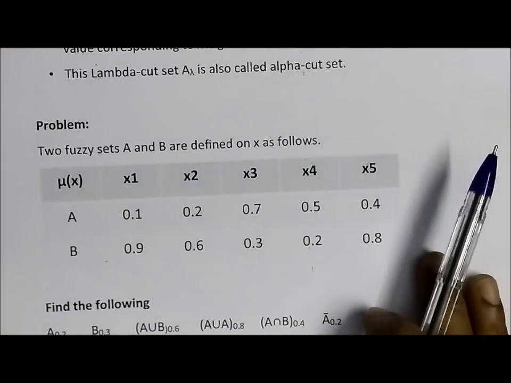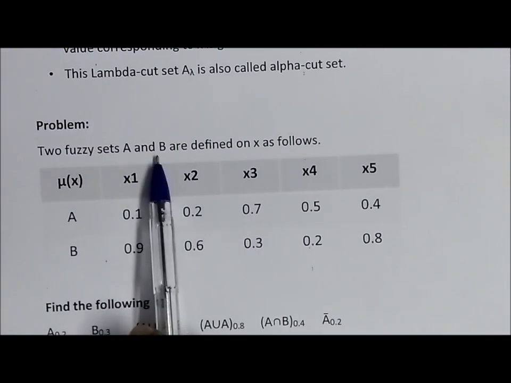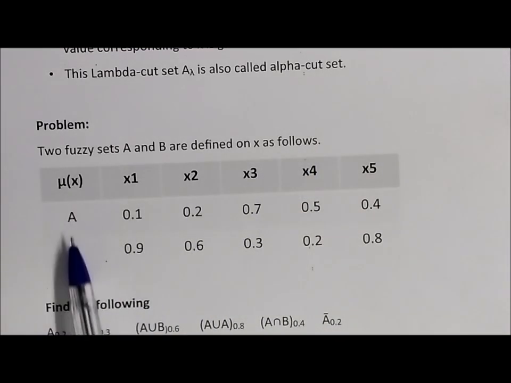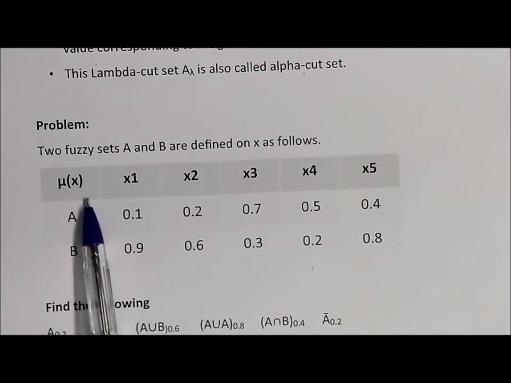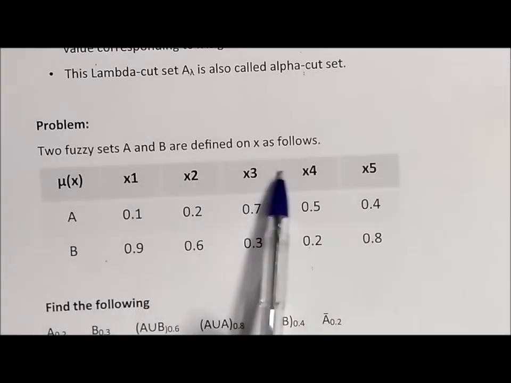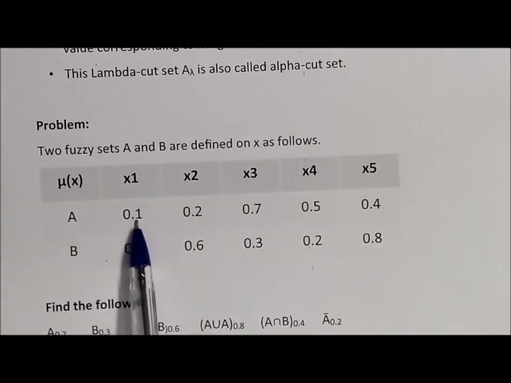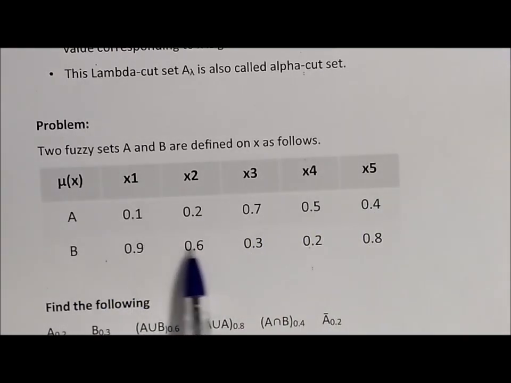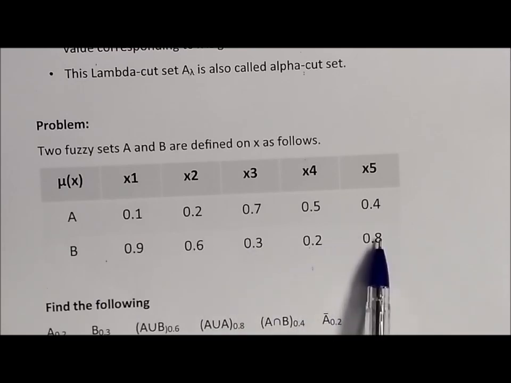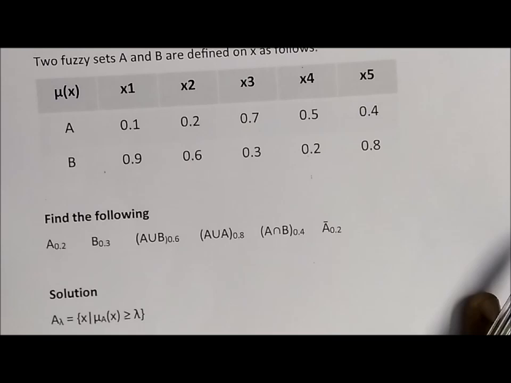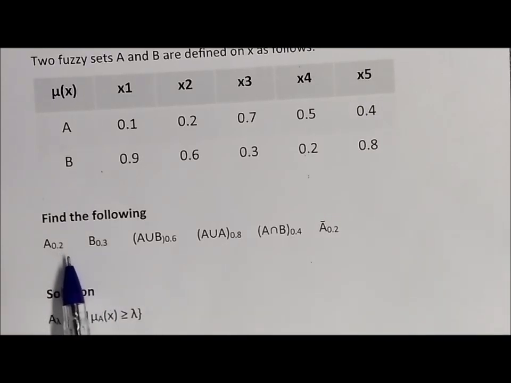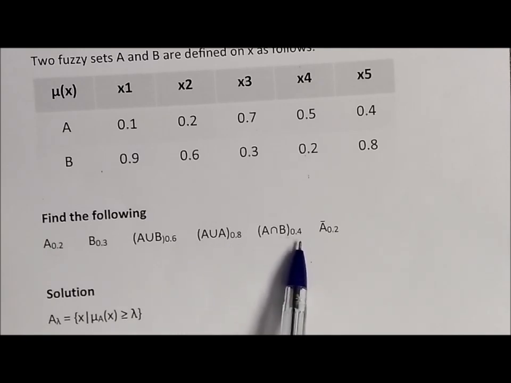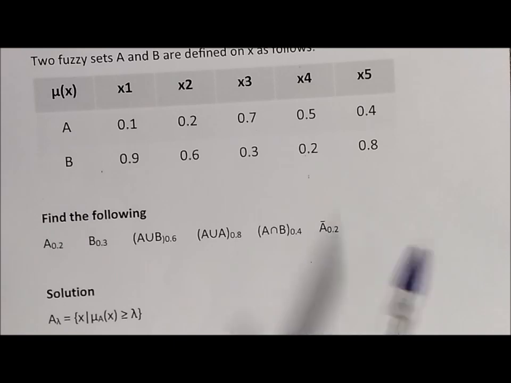So let us have a problem here. We have two fuzzy sets A and B defined on x as follows. The membership values for x1, x2, x3, x4, x5 are 0.1, 0.2, 0.7, 0.5 and 0.4 for set A, and for set B we have 0.9, 0.6, 0.3, 0.2 and 0.8. We have to find A 0.2, B 0.3, A union B 0.6, A union B 0.8, A intersection B 0.4 and A complement 0.2.